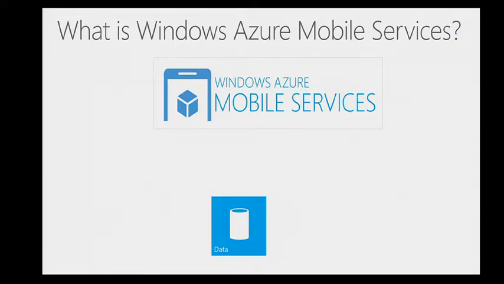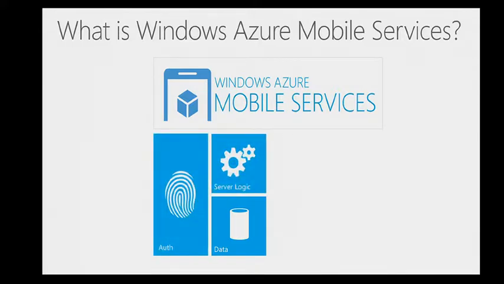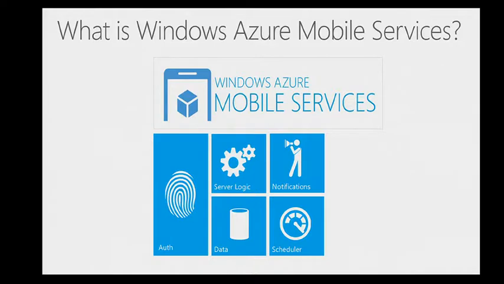But the key things out of the box that we provide are structured storage and a cloud backend, and server scripts if you want to write custom business validation. Auth with popular social identity providers like Twitter, Facebook, Google, and Microsoft account. Notifications with all the notification providers for those platforms: APNS for Apple, WNS for Windows, and the others for Android and Windows Phone.